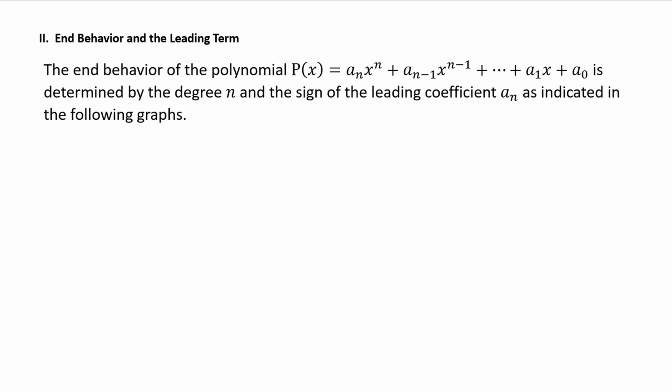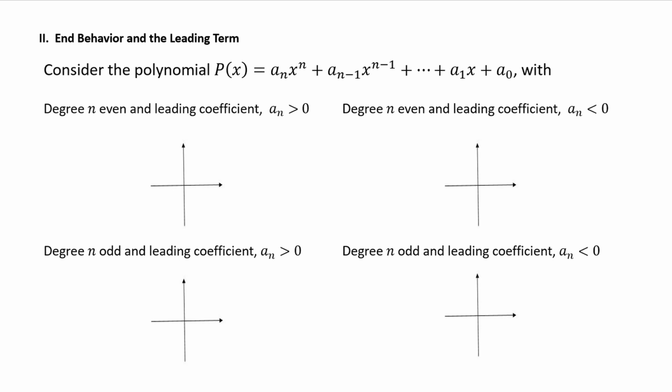Similarly, look at the sign of the leading coefficient a sub n. The leading coefficient is the number that's multiplied to the x of the highest degree, and not necessarily the first term that appears. So, if the degree n is even, so it's 2, 4, 6, 8, and the leading coefficient is positive, then regardless of what happens near the origin, the end behavior is that both ends will eventually be going up.